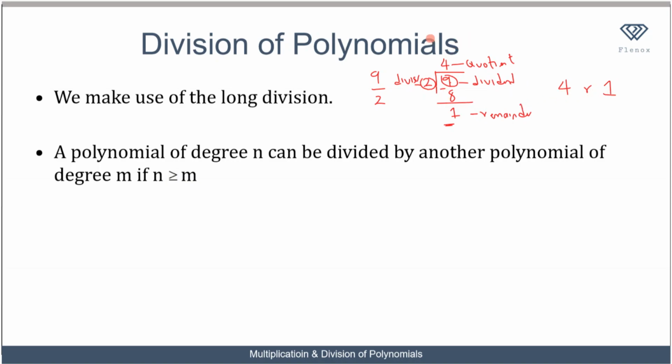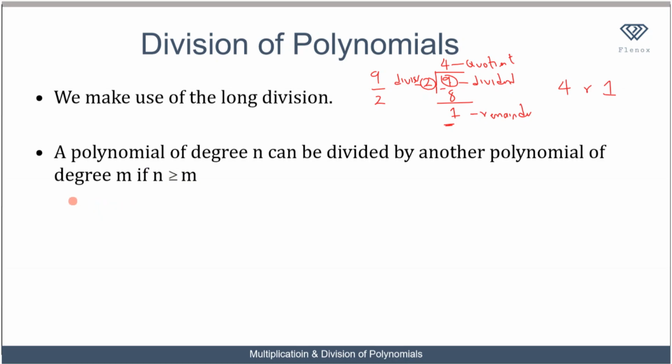So we apply very much the same concept, this simple concept, just that now we are doing it in terms of polynomials. So there's only one condition that must be satisfied before you can do long division. A polynomial of degree n can be divided by another polynomial of degree m if n is greater than or equal to m. So what do I mean by that?